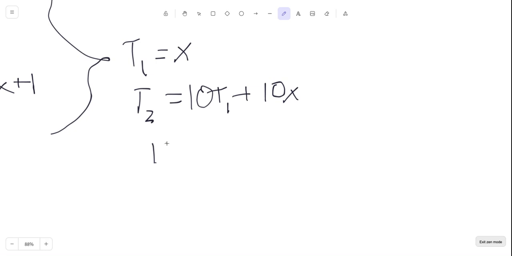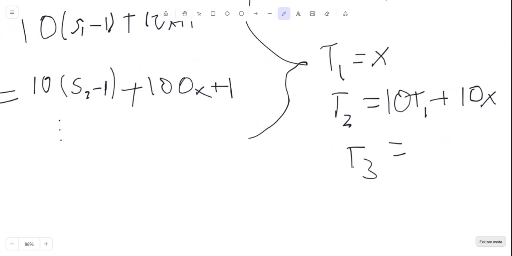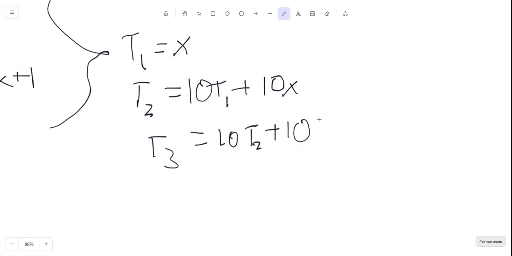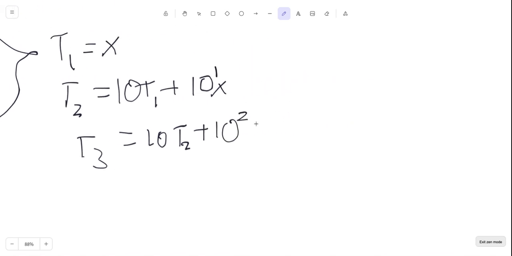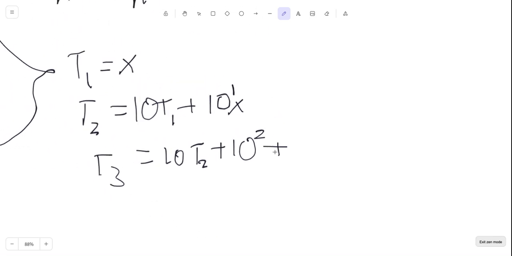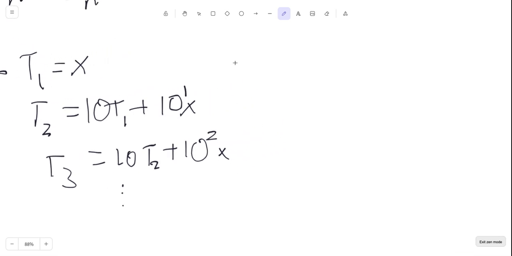And t3 is going to be 10 t2 plus 100x. Let's actually make it x squared, sorry, x. And this continues like that. So t sub 4, for example, would be 10 t sub 3 plus 10 cubed x.